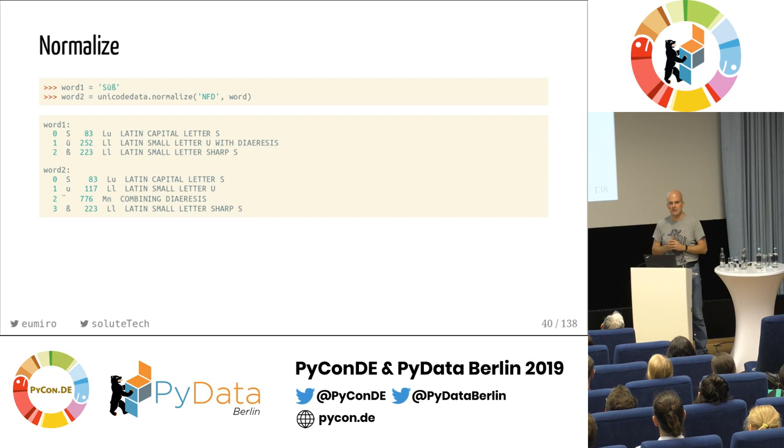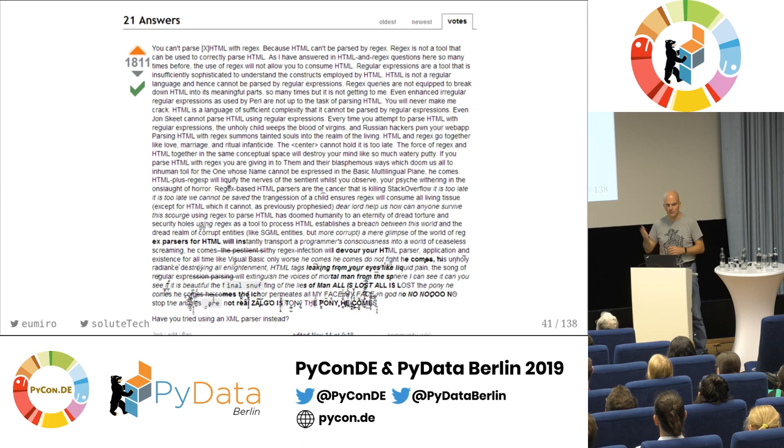Because otherwise, you would get something like this, which is the Stack Overflow answer for the question, how can I use regex to parse HTML? And you see here at the end, this is actually some random character with a lot of combining characters afterwards.